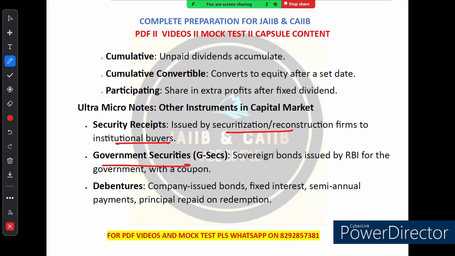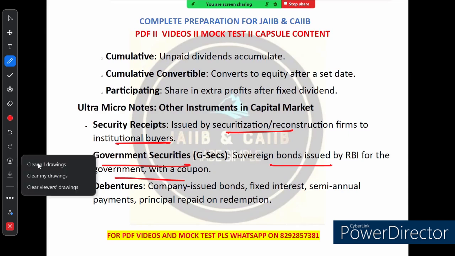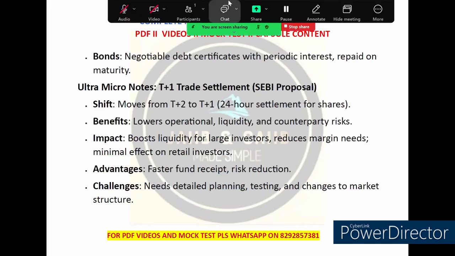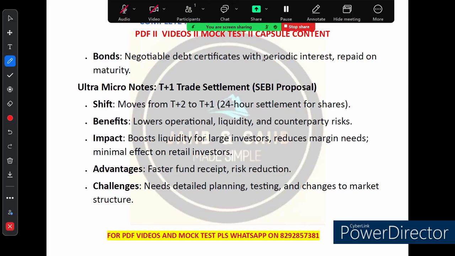It is a bond issued by RBI on behalf of the government with interest payment. Now let's talk about the debenture. Debenture is the company version of a bond, offering fixed interest paid twice a year with the principal amount returned on redemption. These are the features of debenture. Let's talk about the bond. Bonds are general debt certificates that also pay interest periodically and are fully repaid at maturity.